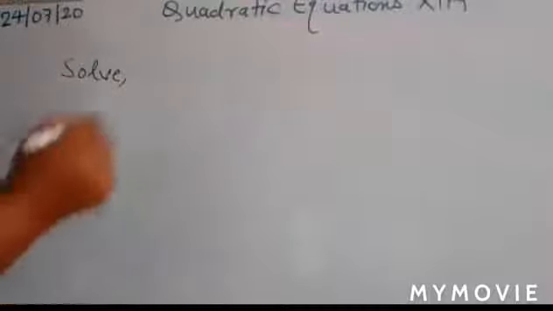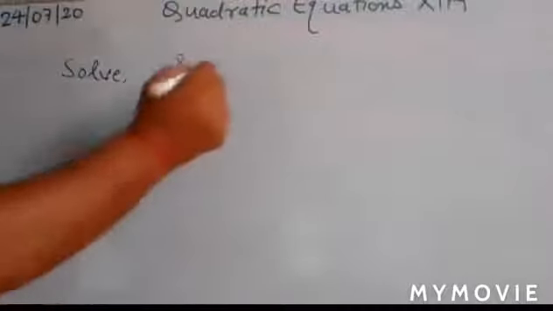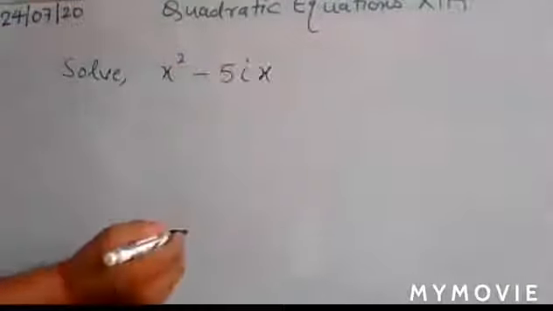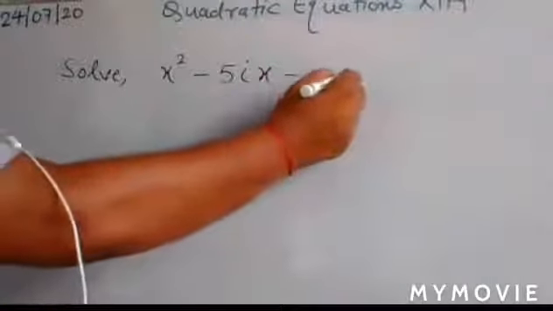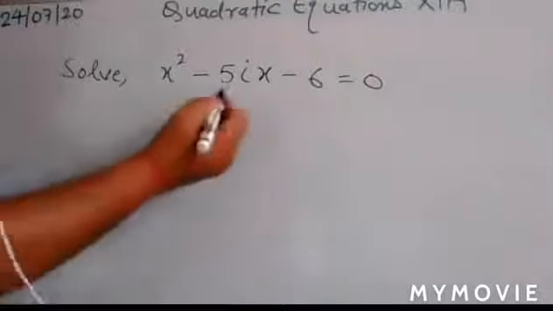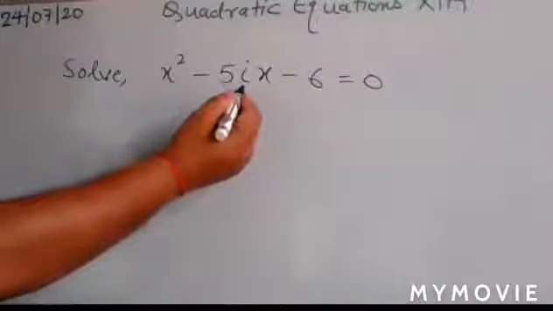Solve x square minus 5ix minus 6 is equal to 0. You have to solve such an equation. Here you have the coefficient of x as 5i.